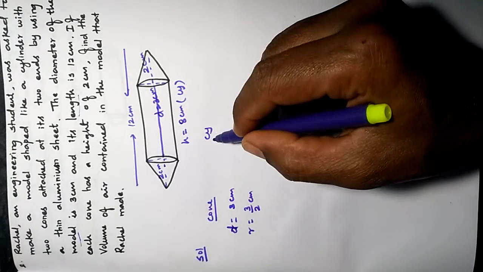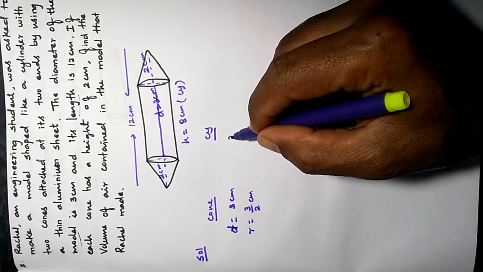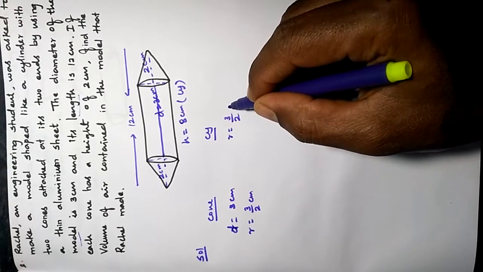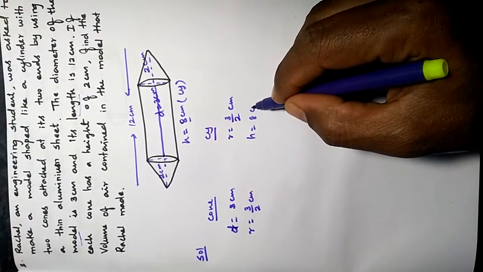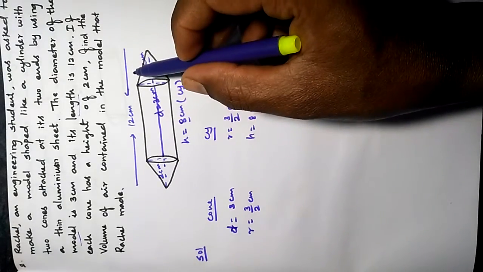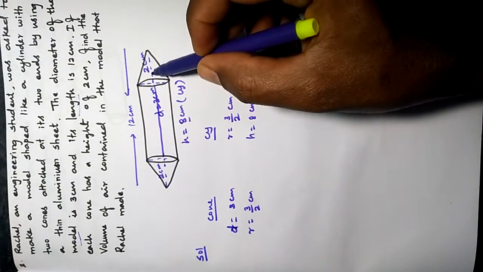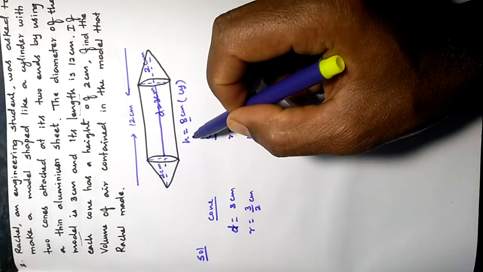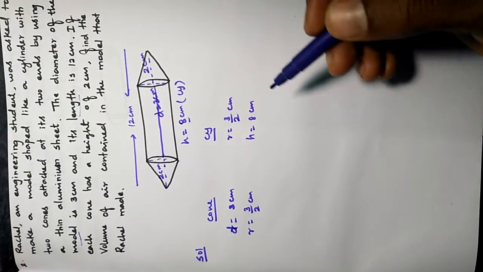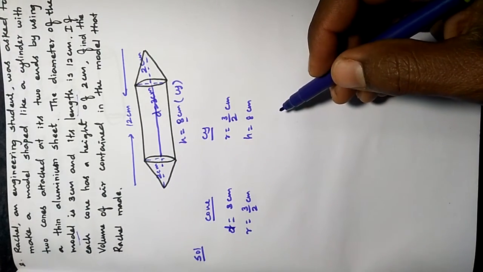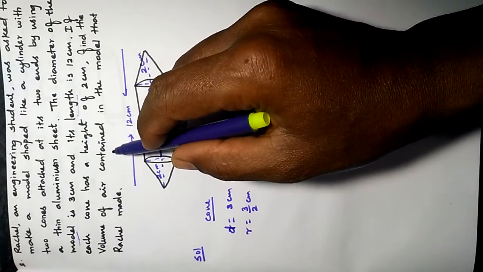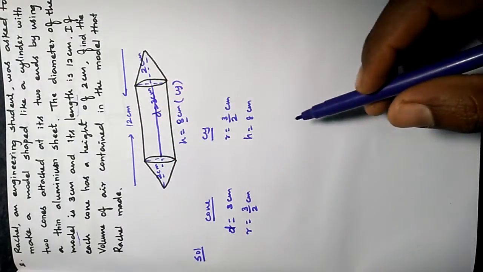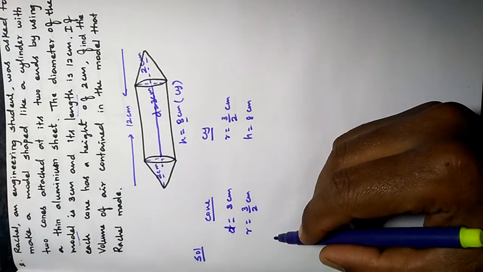For the cylindrical part, the radius is common, the same 3 by 2 only, and the height of the cylinder is 8, because the total length is 12. If you subtract the heights of the cones on both sides, you will get h equal to 8. Now what we have to calculate is the volume of air contained in the model that Raquel made. So we have to calculate the volume.